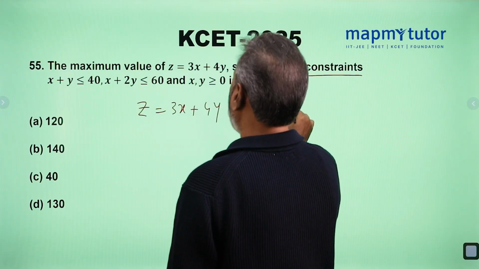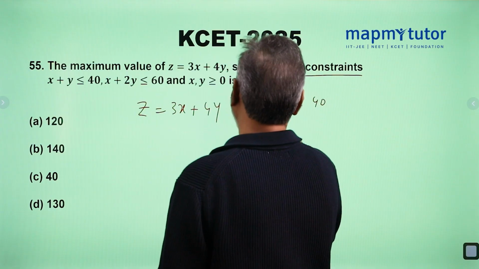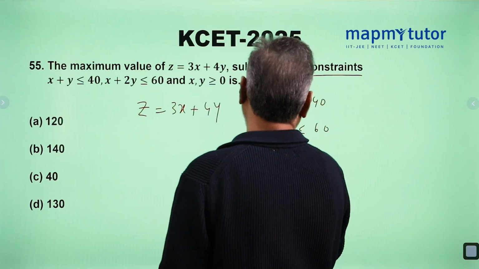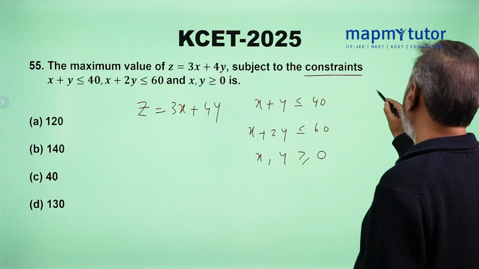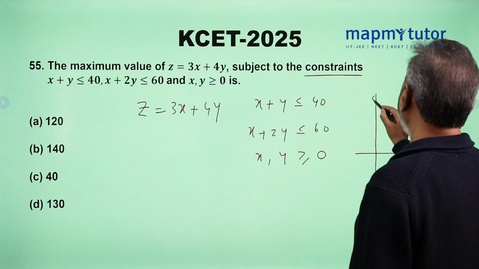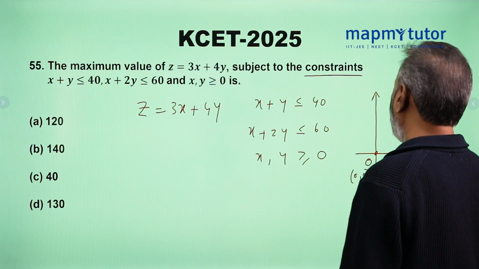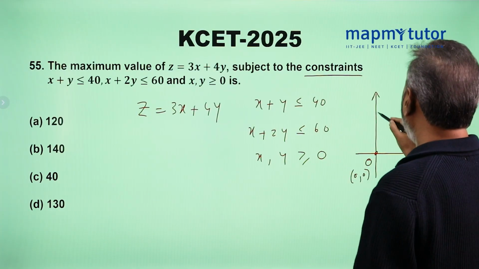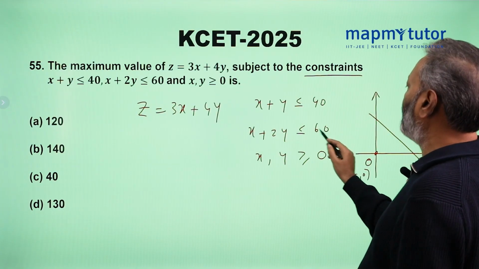One by one. x plus y less than or equal to 40. x plus 2y less than or equal to 60. And x and y both are greater than or equal to 0. That means only positive side. Easy. Just draw the diagram. Only positive side. If you imagine it is only equal to, it is a line which cuts the x-axis at 40, y-axis at 40, like this. And this is the line.